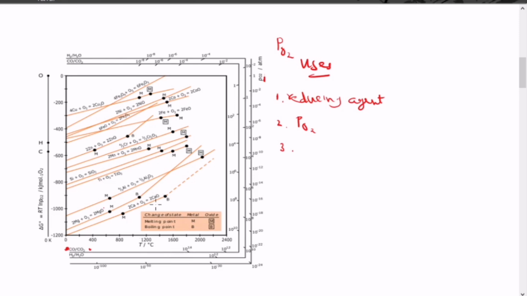So at a given temperature, we want to know whether carbon monoxide going to carbon dioxide will be able to reduce the metal oxide at that given temperature. So now let's look at the ease of reduction. You know that the Ellingham diagram will help us find the reducing agent.